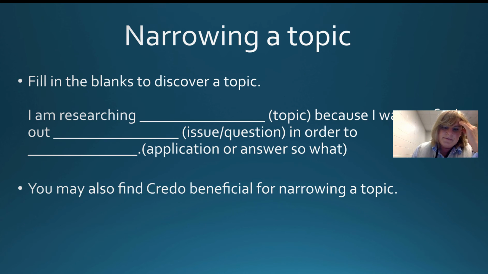I am researching DNA evidence because I want to find out how the lack of DNA caused the police department to blank. All right, and then I also put down here at the bottom the Credo. Of course, always remember to try that one out as well. That is a cool little tool.